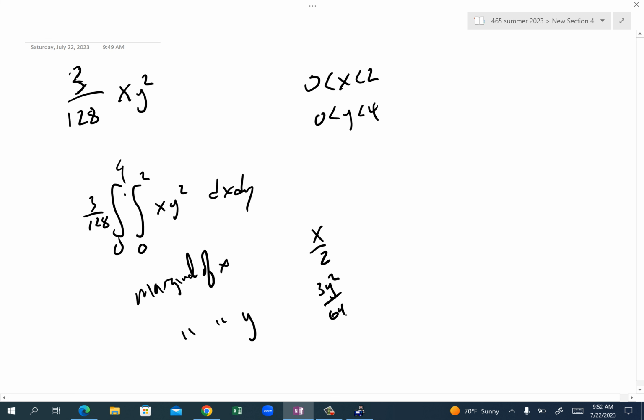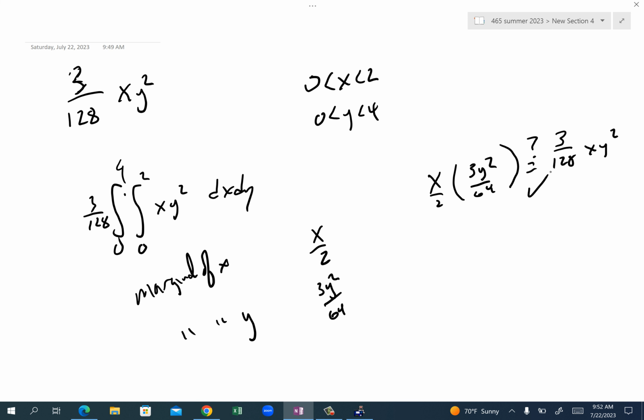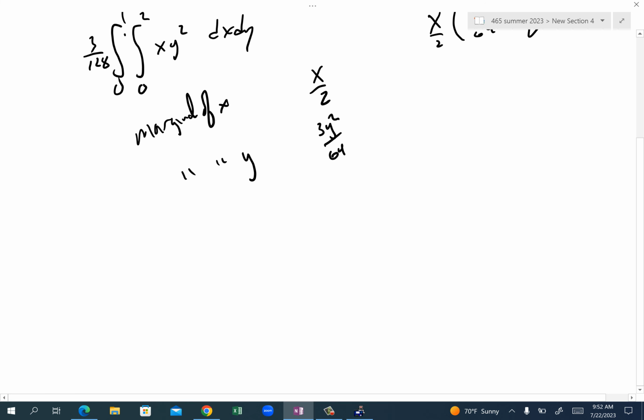Of course, the person could ask, are they independent? Well, if they were independent, then x over 2 times 3y squared over 64. The question is, does it equal 3 over 128 xy squared? The answer is check. It does, yes. That means they're independent. Remember, if the product of the marginals is equal to the joint, then they're independent. But remember, that's an if and only if statement. So if I tell you they're independent, that's true. If you show that's true, then you've proven that they are independent.